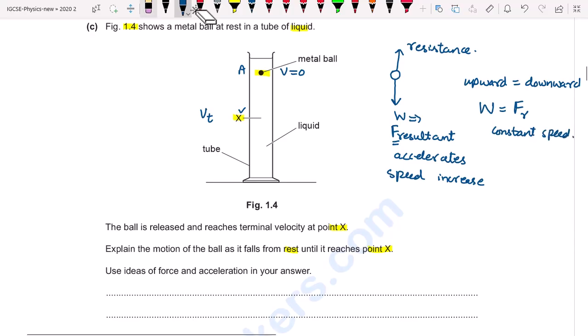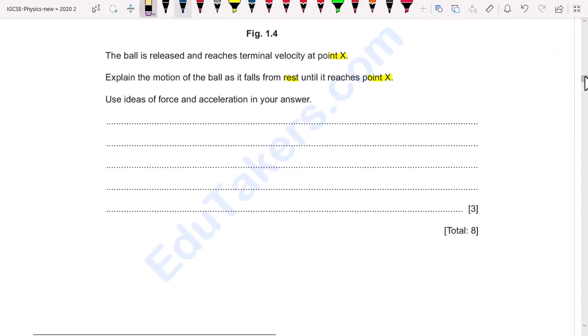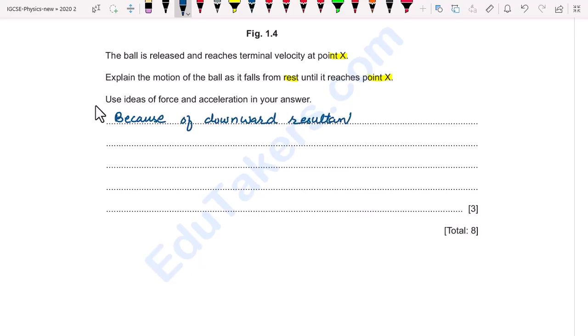So I write here: because of downward resultant force, the metal ball will accelerate.